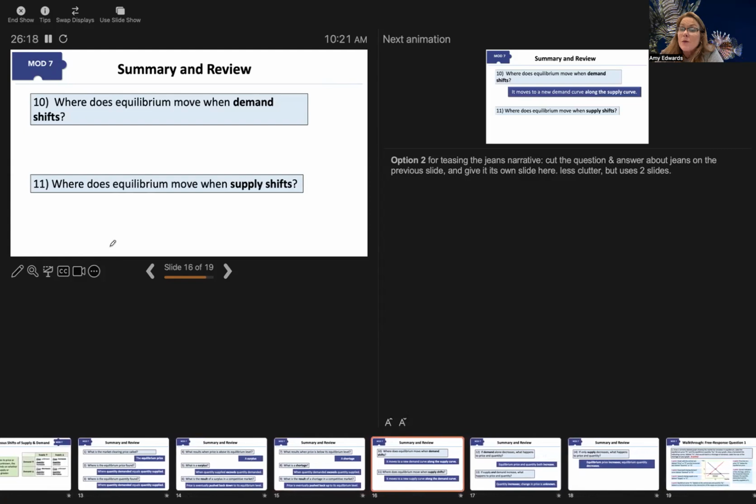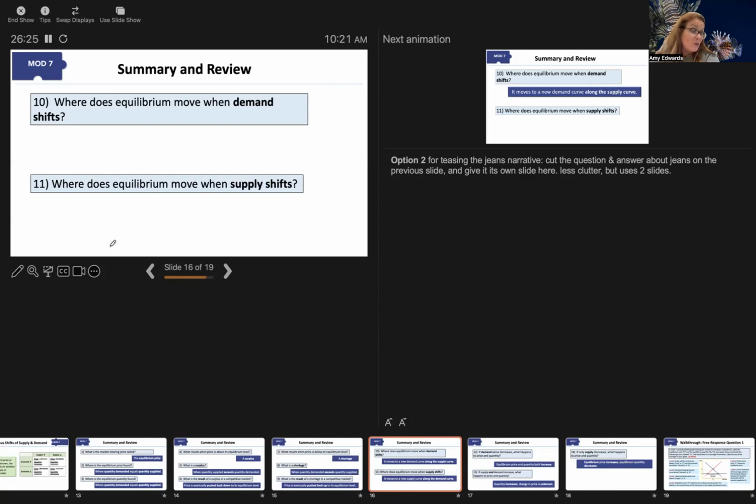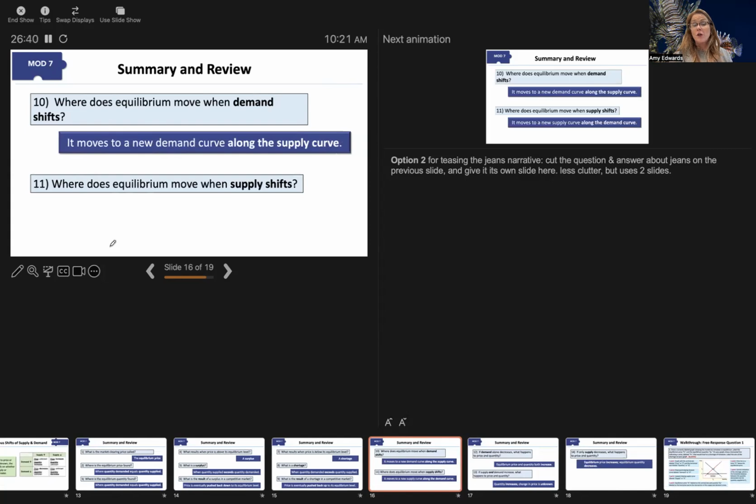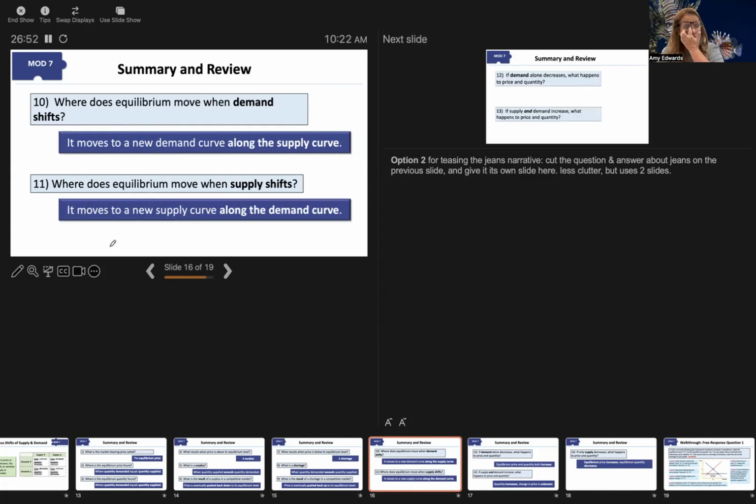Now, where does the equilibrium move when demand shifts? Again, this is where I'm going to graph this out. When just demand shifts, that means we're just moving along the supply curve, because supply is not changing, just demand. So it's going to move to a new point along the supply curve. Now, when only supply shifts, we're going to have movement along that demand curve.